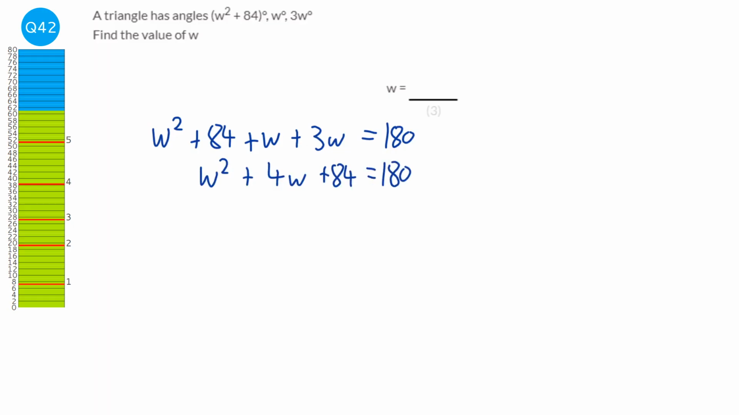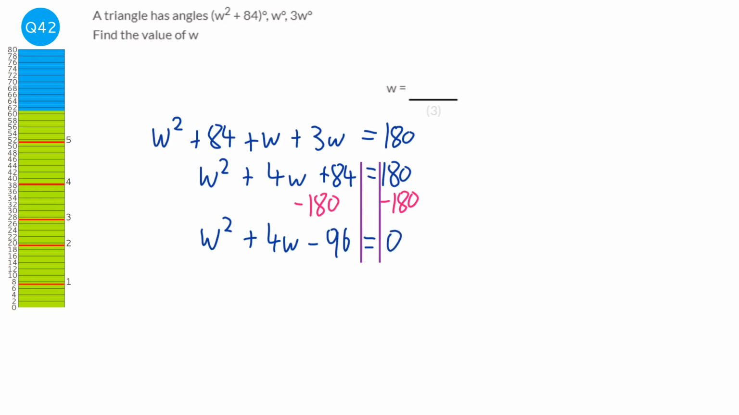Now, with quadratics, whenever we're looking to solve, we want to have it equal to 0. So what we're going to do is take away the 180 from both sides, so it equals 0. So we've got the w squared plus the 4w, but we want to take away the 180 from it, which will give us minus 96 equals 0.